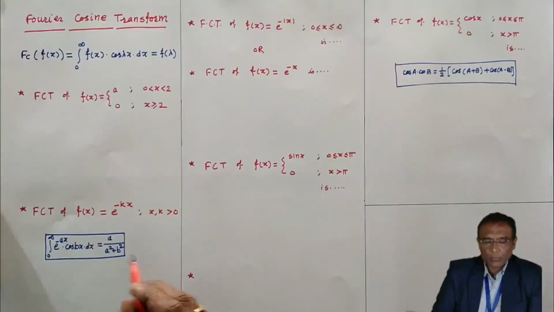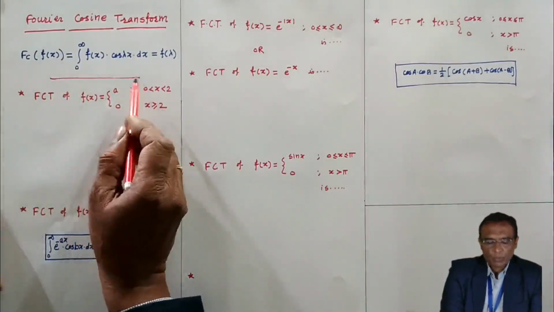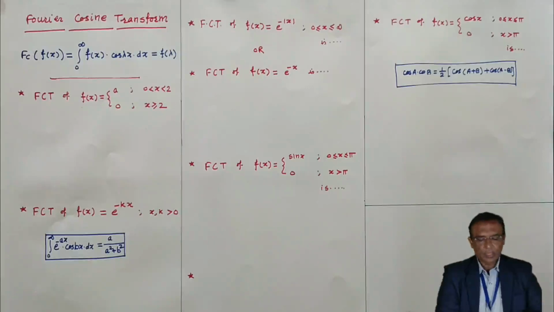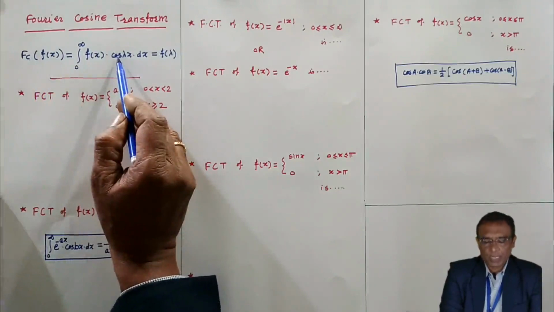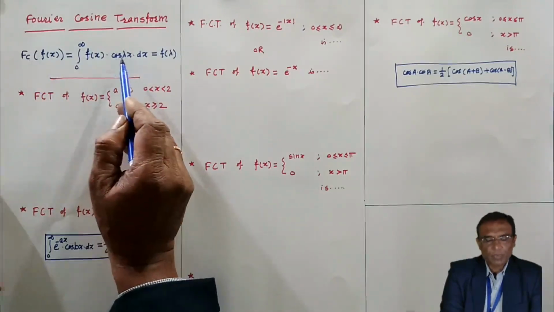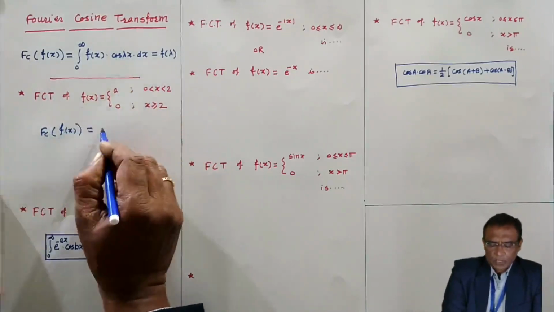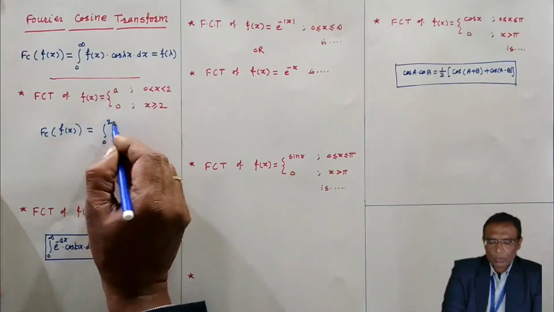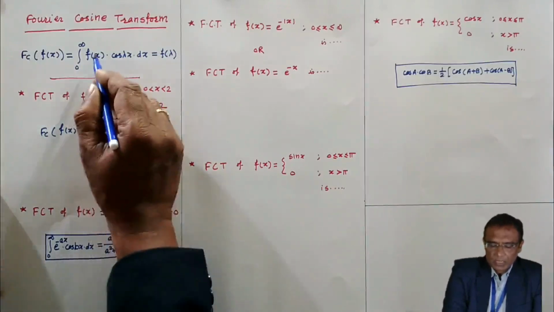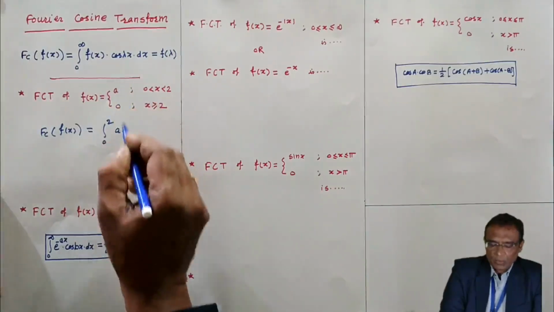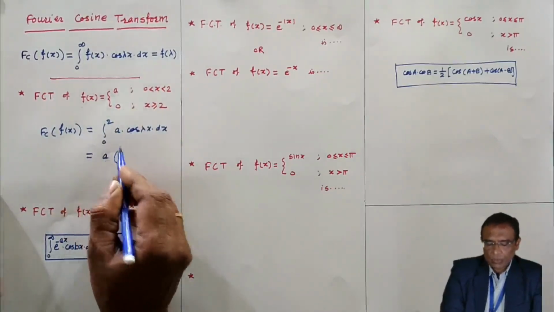Now, Fourier cosine transform. The Fourier cosine transform of f(x) is defined like the Fourier sine transform. What is the difference? In the Fourier sine transform, here we have sine. In the Fourier cosine transform, we have cos. The same thing we have to do. For the cosine transform of f(x), from 0 to 2, because for 0 to 2 we have non-zero f(x), I am writing f(x) and cos(lambda x). I am putting the value directly. A is outside, A is constant.